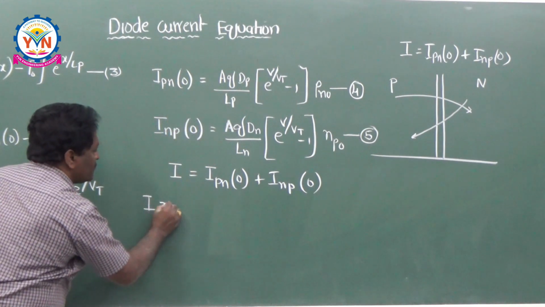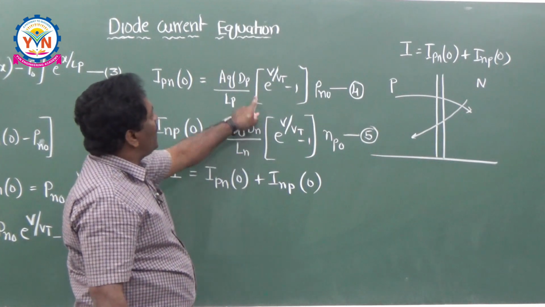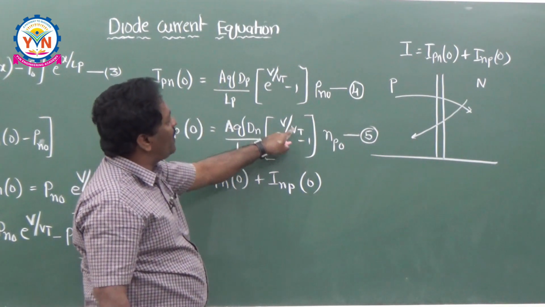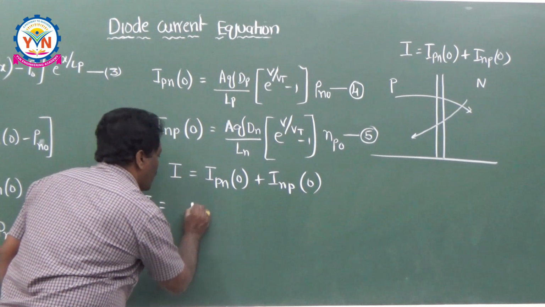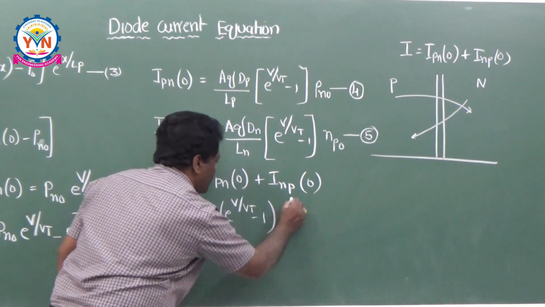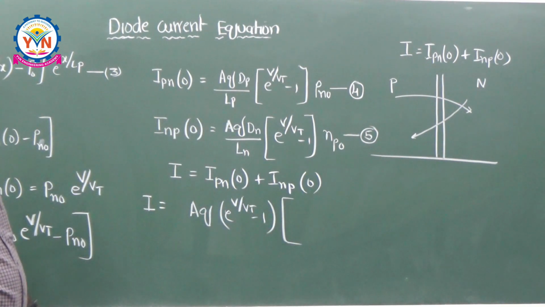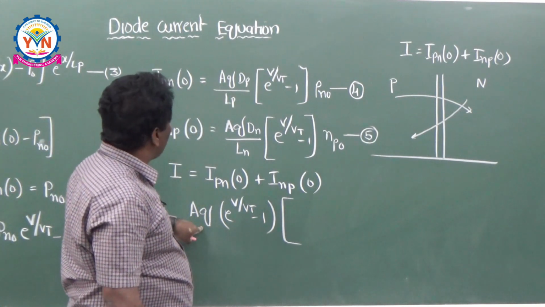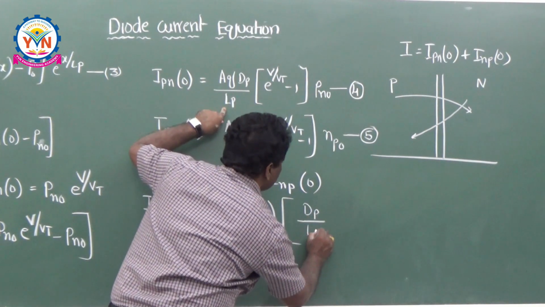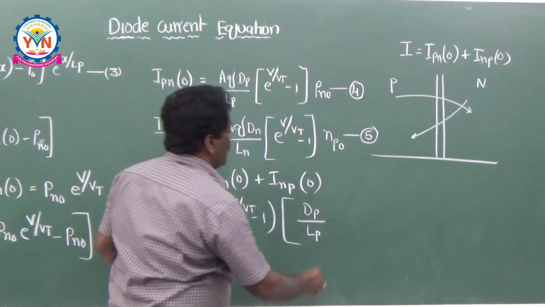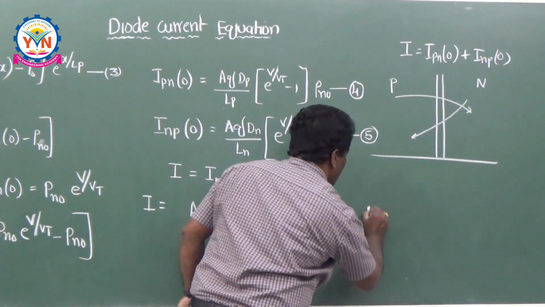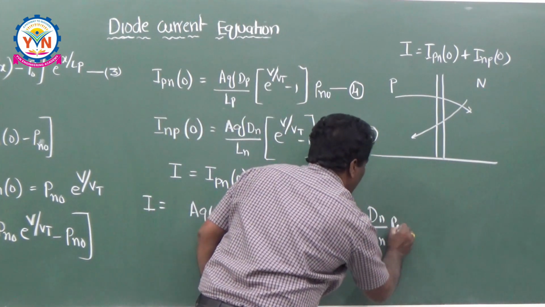So happily you can add this. I is equal to, you have to add 4 and 5. If you add 4 and 5, AQ is common, and one more thing, e to the power of V by Vt minus 1 is also common. I can write down A into Q, e to the power of V by Vt minus 1 is also common. Then you can write down here, and see, what will be the remaining factors here? Dp by Lp into Pn naught, plus you can write down here Dn by Ln into np naught.